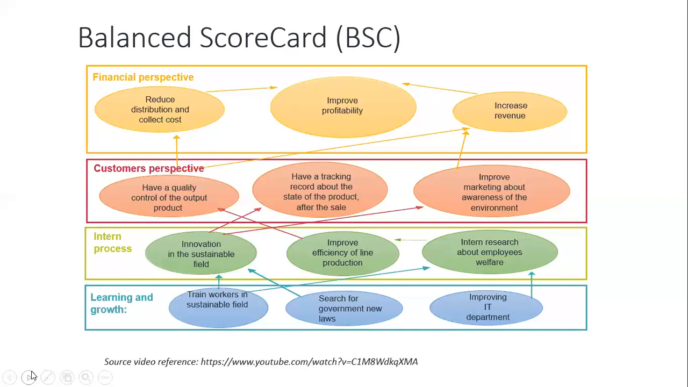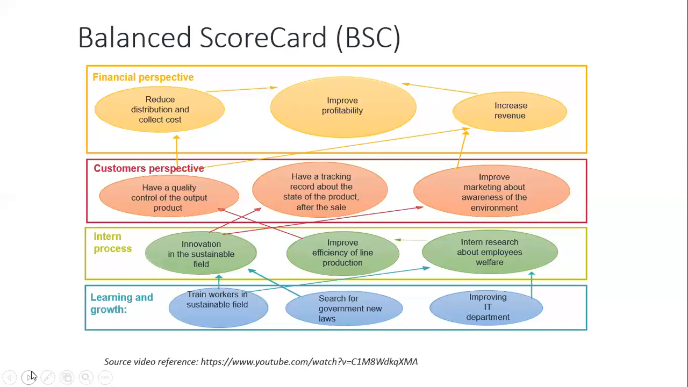Then improve efficiency on offline production, because if you are efficient, you can have more plastic being recycled. You could have more demand, and you can grow. And then you have internal research about employees' welfare. So the employees can be happy, and they should be, and they have to be important for the company. They should feel important, because that will improve efficiency of line production. That's linked to.